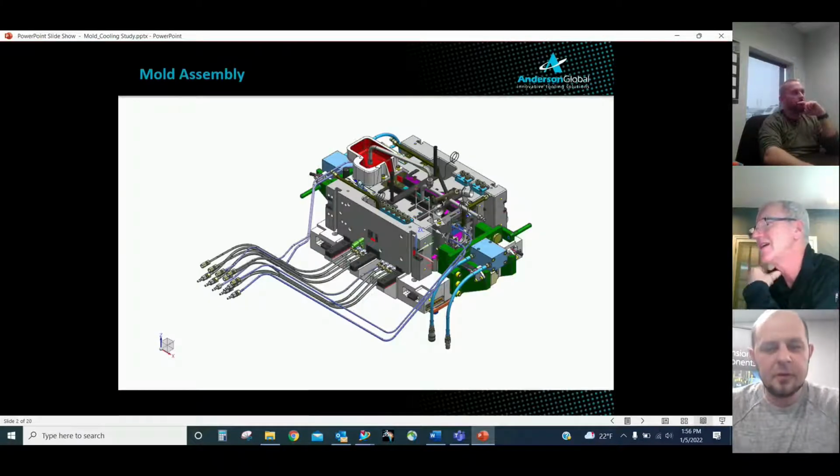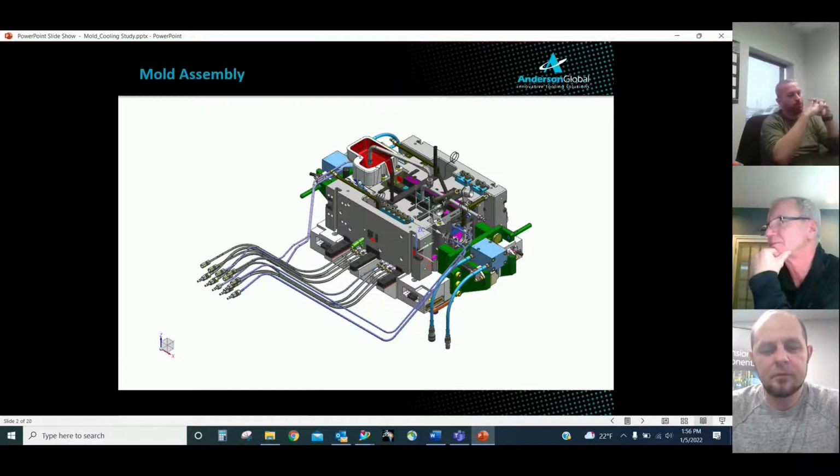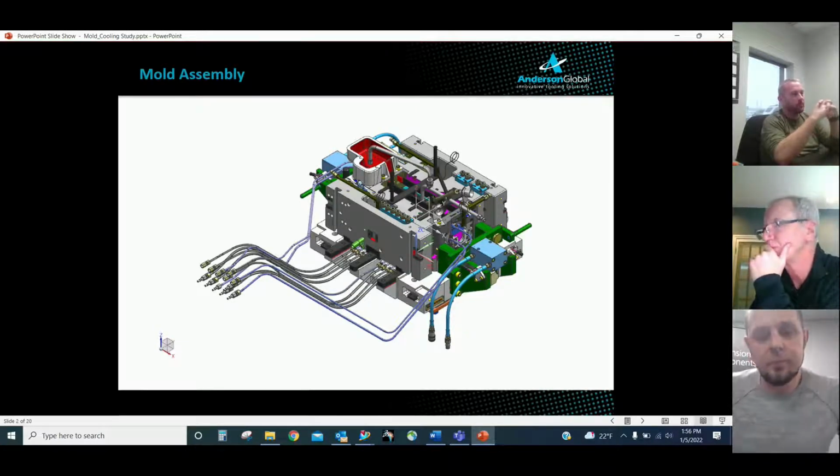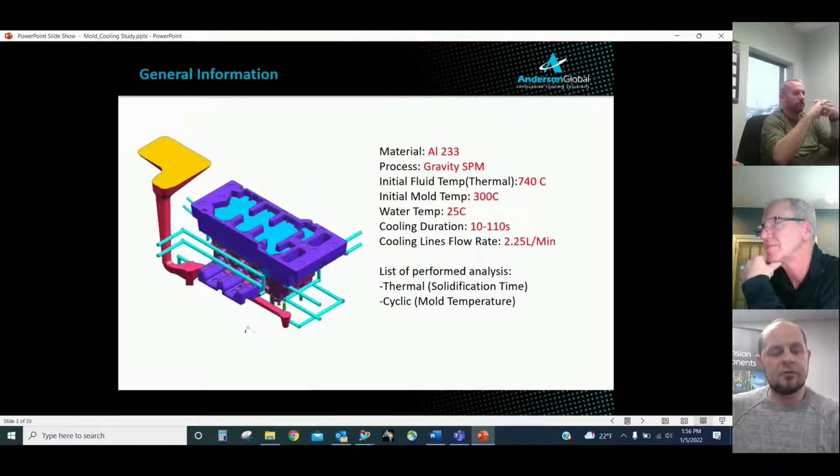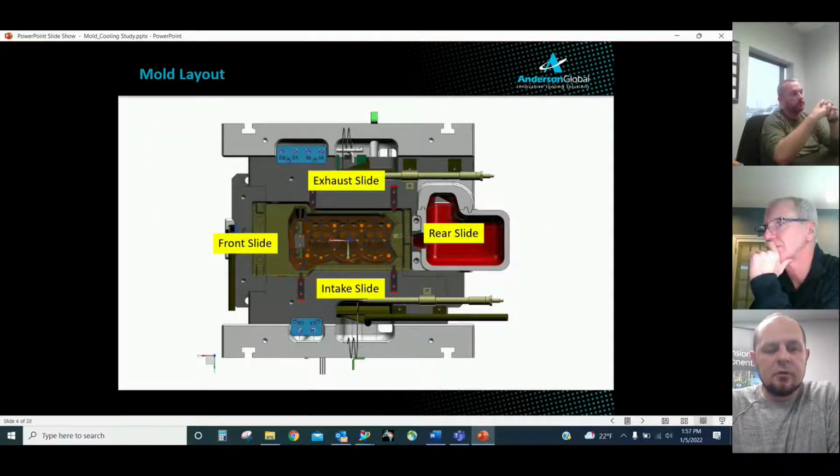Thanks, Mick. What you see on the screen is a complete mold assembly that the cooling study was done on. You can see it's a fairly complicated assembly with a bunch of moving parts, 4 slides, and pour basin. So we were building tool set number 3, and the customer asked us if we could improve their cycle time. Here is the general information that was provided, what we used for initial base analysis. Here's the general layout of the mold: exhaust slide, front slide, intake, and rear slide.